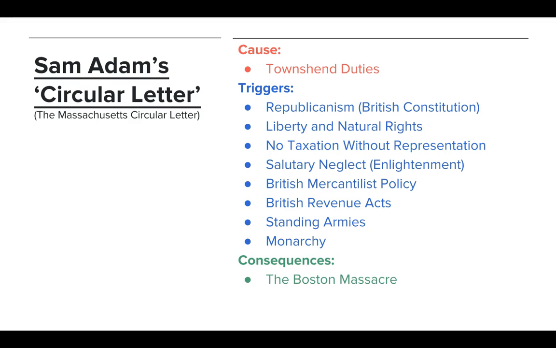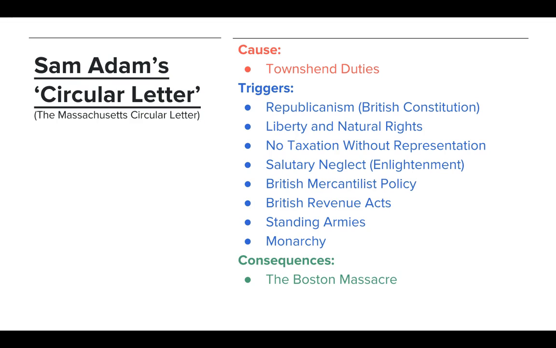Last time we looked at Sam Adams's circular letter, or what's also called the Massachusetts Circular Letter, and we identified that the circular letter is very significant to the lead up of the Boston Massacre because it really ties in all the different ideologies and themes that we've covered so far in the American Revolution, such as republicanism, natural rights, the mercantilist policy, standing armies, the monarchy, etc. And all this triggers the Boston Massacre.